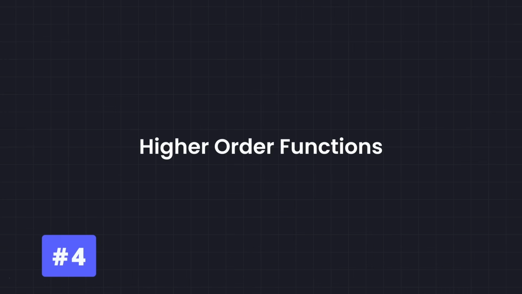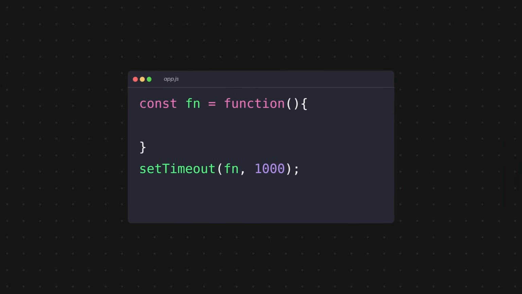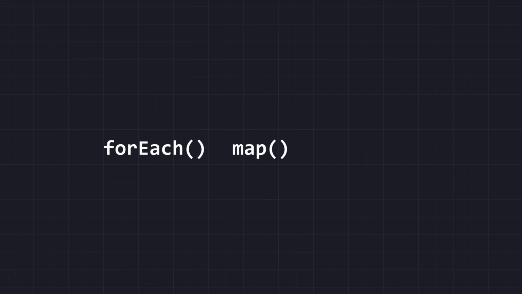Now let's talk about higher order functions. A higher order function is simply a function that takes another function as a parameter, or returns a function. This works because in JavaScript, a function is just a normal value. You can store it in variables or pass it to other functions. JavaScript uses this idea everywhere, for example with array methods like forEach, map, or filter.